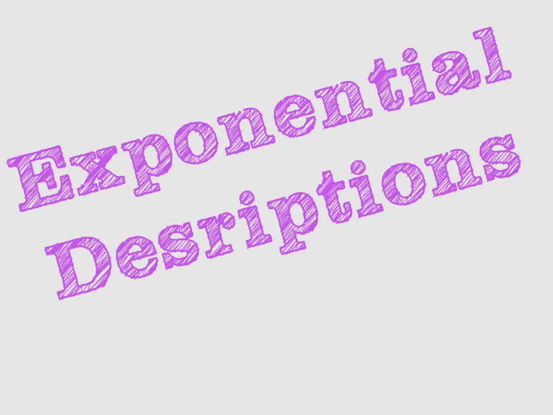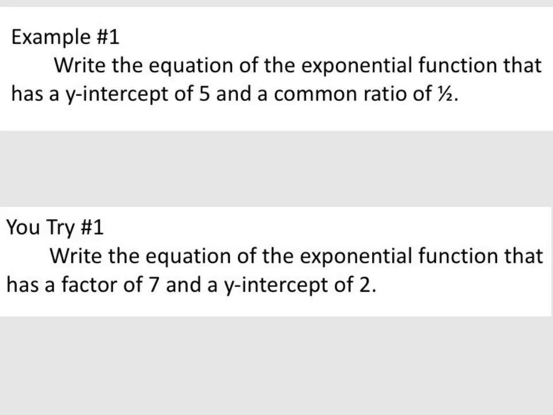We are here to learn about exponential descriptions and how do we take these descriptions and create the equations that they describe. Well, since we're dealing with exponential functions, all of our answers are going to be in the form y equals a times b to the x, where a is our y-intercept and b is our common ratio. So let's look at an example.